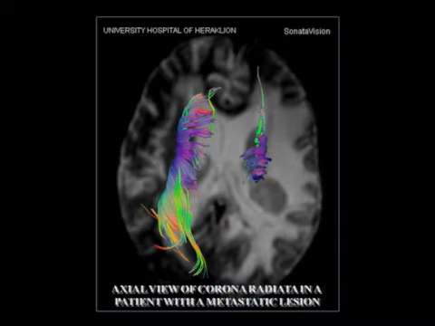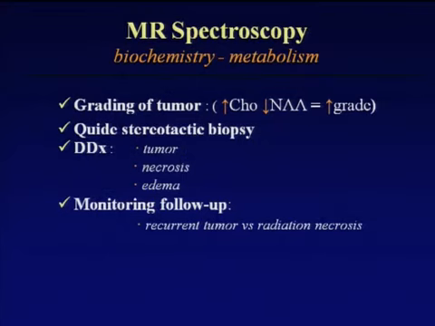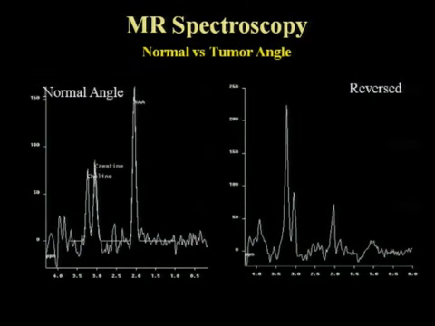It's very useful. The mass spectroscopy, giving information about the biochemistry, the composition of the tumor. We all know the increase of choline, giving information about the turnover, the proliferation, the destruction of neurons, decrease NAA, and differentiate tumor necrosis and edema and monitor follow-up. This is a very simple graphic. Those are the metabolites in normal brain, and when we have this reversed angle, this is a tumor. We have the increase of choline and decrease of NAA. This angle is the normal one, and this is the abnormal in the case of a tumor.